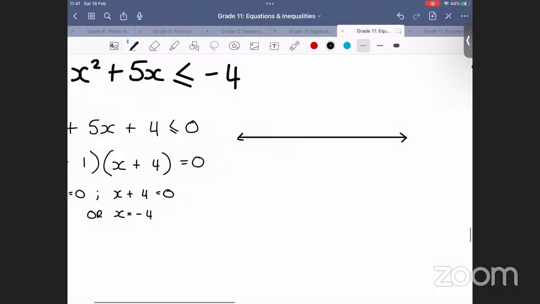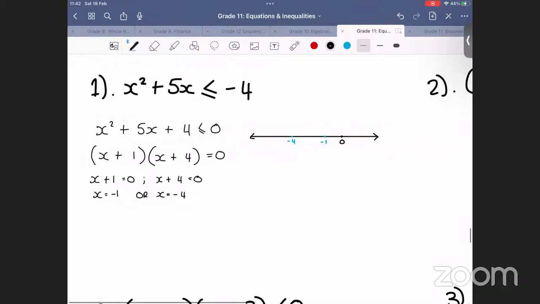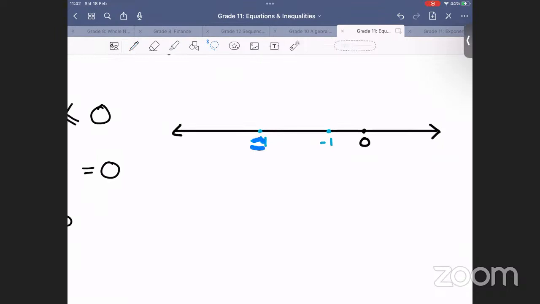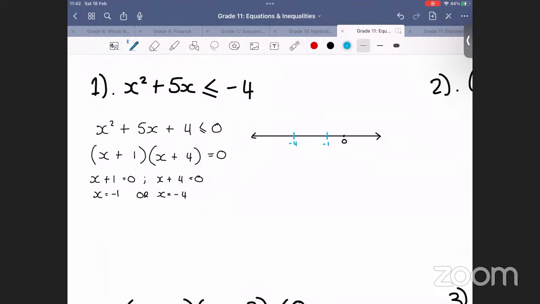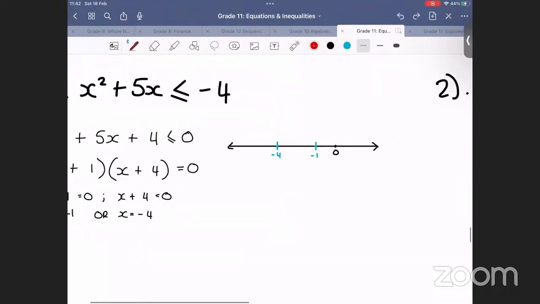Now I write down my critical values, negative 1 and negative 4. Negative 1 is there, negative 4 is there, and I always just want to know relatively where 0 is. So I put my critical values down on my number line. The next step is to determine whether the regions are positive, negative, or positive. I start with the easiest one.